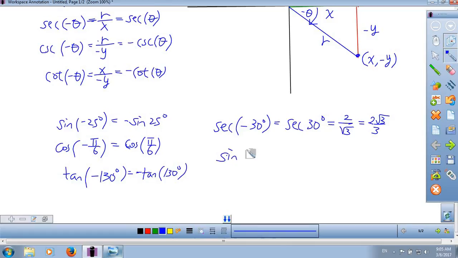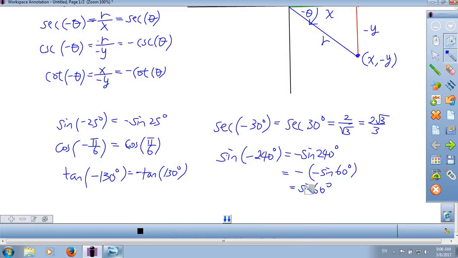So what about sine of negative 240 degrees? Well, we know sine of negative 240 degrees is the opposite of sine of 240 degrees. And what is the sine of 240 degrees? We can use our unit circle, or we can think about this. Sine of 240 is the opposite of sine of 60 degrees, because 240 degrees has a reference angle of 60 degrees, and this is in quadrant 3, so it's the opposite. And sine of 60 degrees, I remember, is square root of 3 over 2.